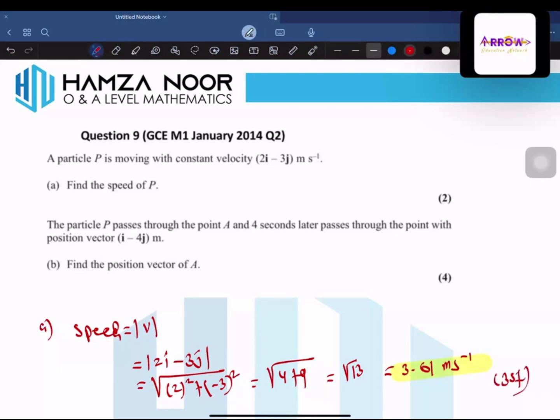So in part B, we have some information over here. The particle P passes through the point A and 4 seconds later passes through the point with position vector i minus 4j. Find the position vector of A.